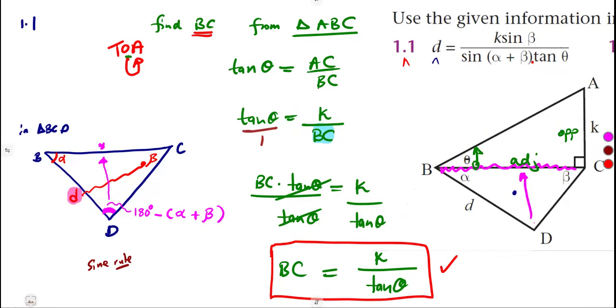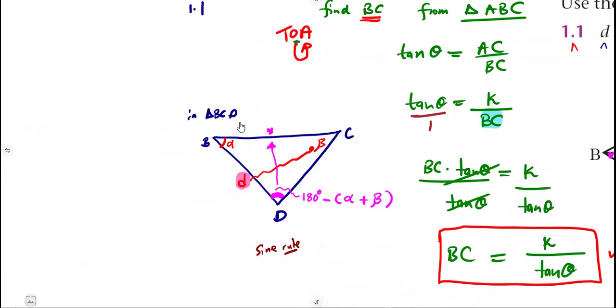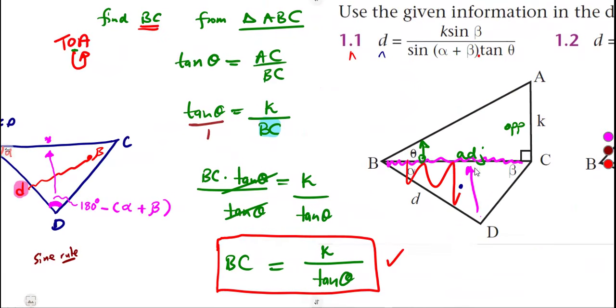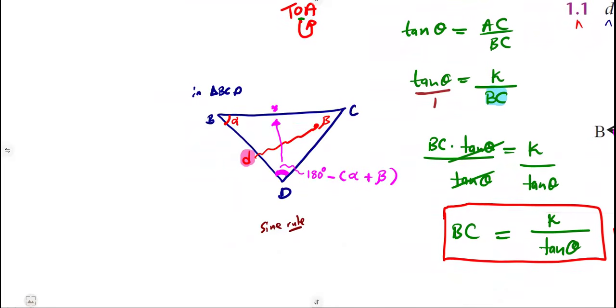Okay, let's leave this one. We have got the BC. Remember, we need this one for the triangle BCD, which is a non-right angled triangle. We do not have a 90 degree in this triangle. But we have got the length of BC. So let's put it here in place of BC in this triangle. That's K over the tan of theta. So that's our BC there.